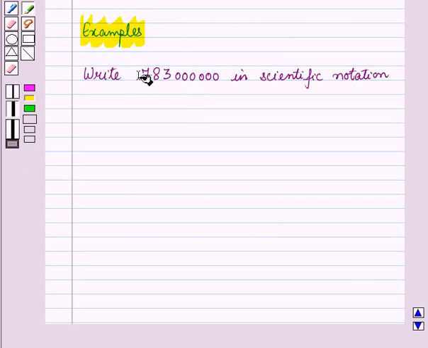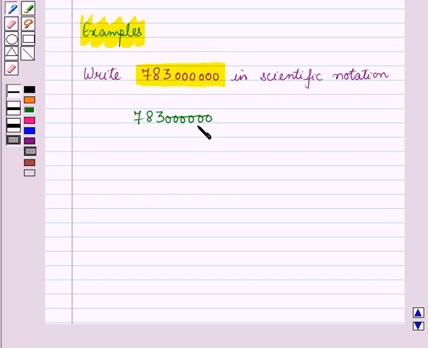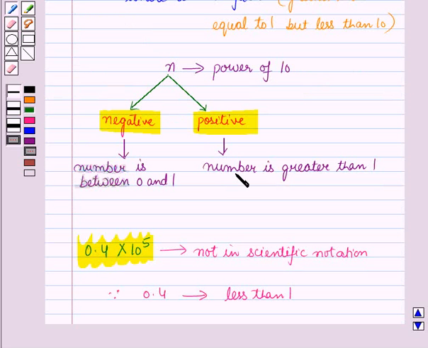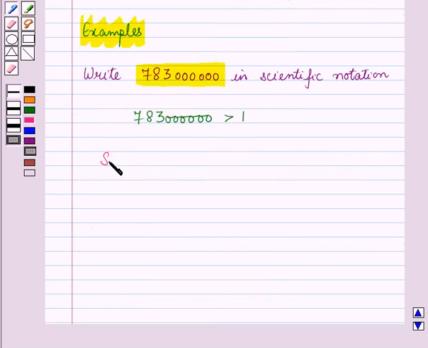Now let us write 783 million in scientific notation. Here you can see that 783 million is greater than 1, and we know that when the number to be expressed in scientific notation is greater than 1, then power of 10 is positive. Now in the first step, we will put a decimal at the end of last zero in the given number. So here we will put one decimal.